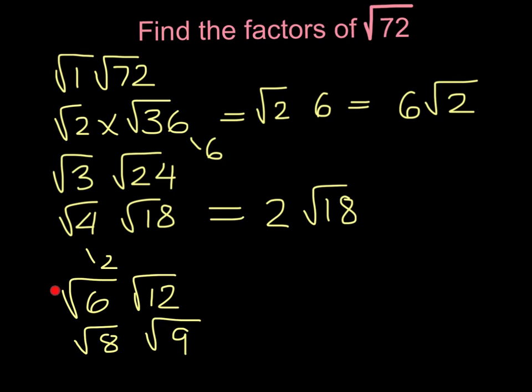So all of these here are factors of 72, and as you can see, for some of these we can simplify our answers because we know what the square root of 36 is, and again with this one we could simplify our answer because we knew what the square root of 4 was.